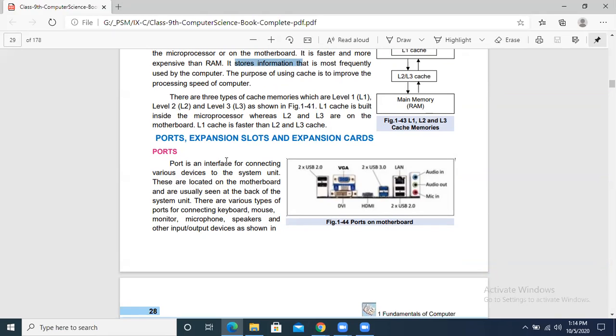Expansion slots and expansion cards. An expansion slot is where you can insert an expansion card. Whenever you insert a card in an expansion slot, you will see that normally it shows you a port outside your system. This is basically called the IO channel. The IO channel is the channel with which you connect your mouse, keyboard, printer, USB or something. That is why it is called IO channel, where you are plugging input and output devices.